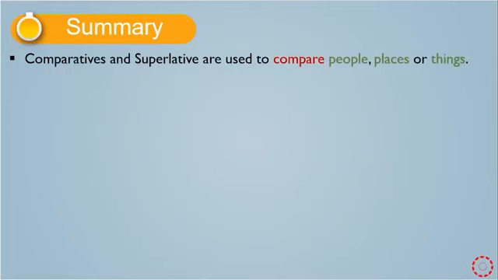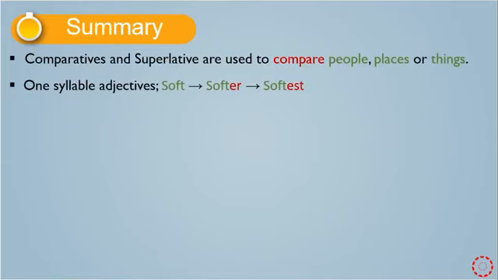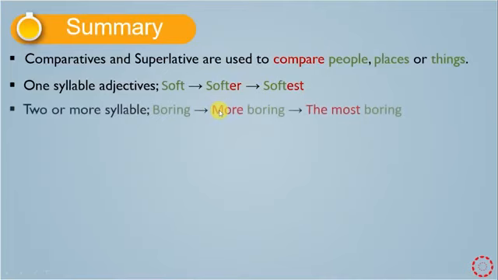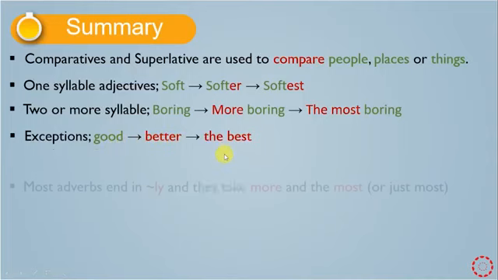The summary: what did we learn today? Comparatives and superlatives are used to compare people, places, or things. One-syllable adjectives take ER for the comparative, and for the superlative they take EST. Soft became softer and softest. Two or more syllables, like boring, we add more and the most. We say more boring and the most boring. We have exceptions here, like good and bad. It means here we don't have a specific rule. Good became better and the best.